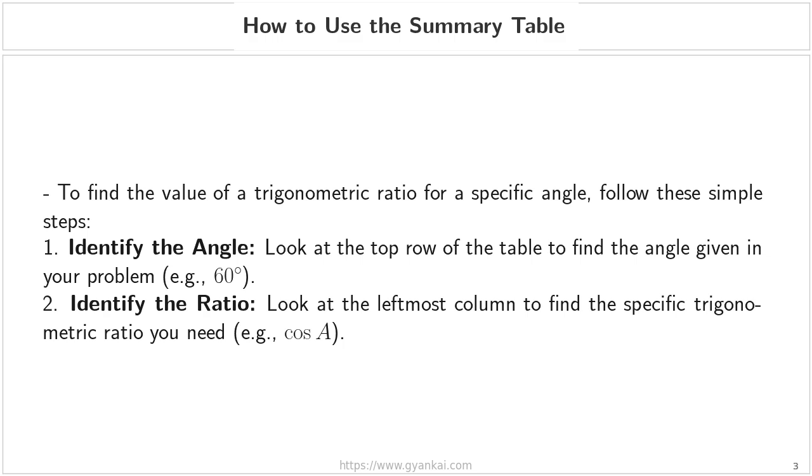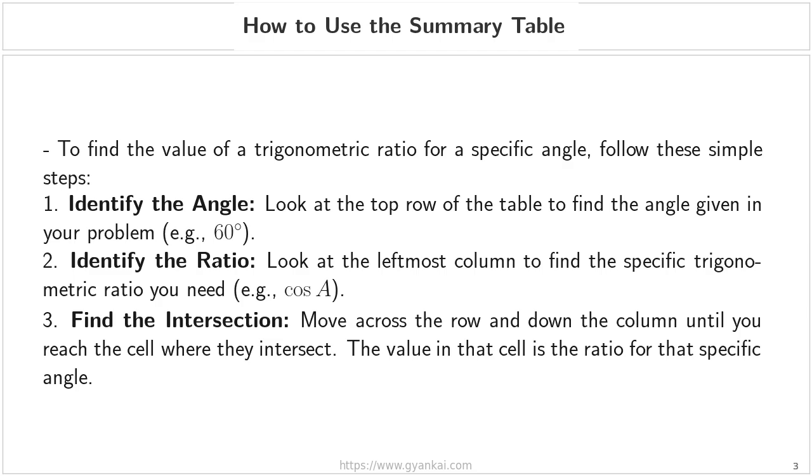Second, identify the ratio. Now, look at the leftmost column to find the specific trigonometric ratio you are looking for, such as cosine A. Third, find the intersection. Simply move your finger across the row for your chosen ratio and down the column for your chosen angle until they meet. The value written in that specific cell is your answer.